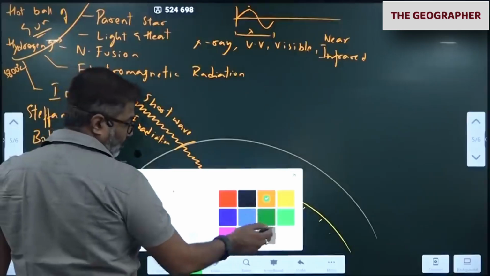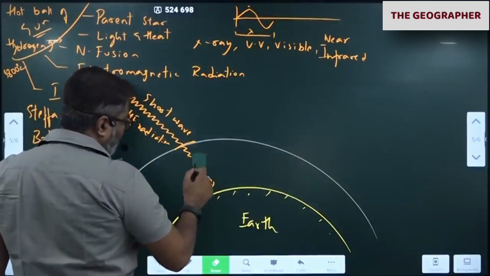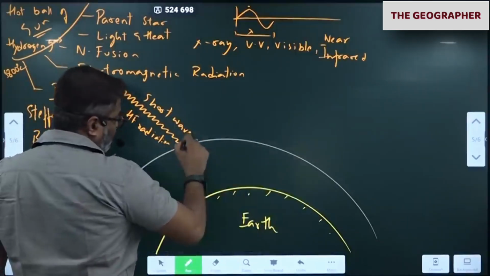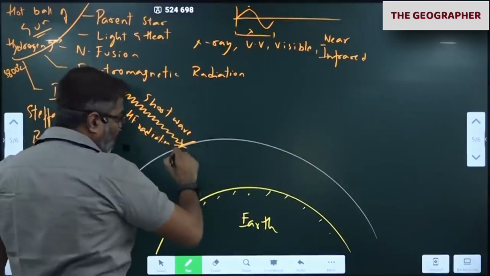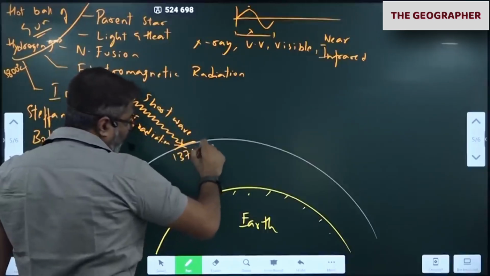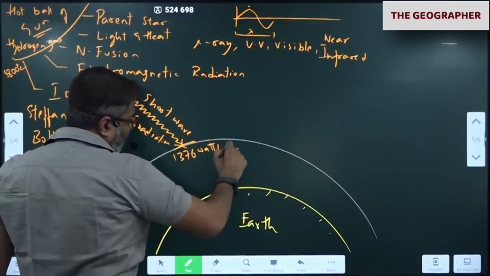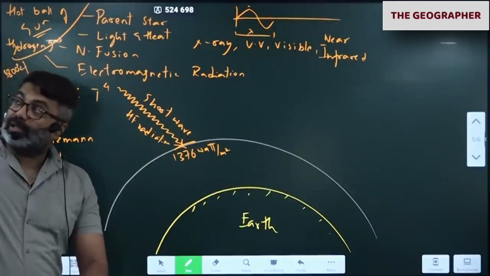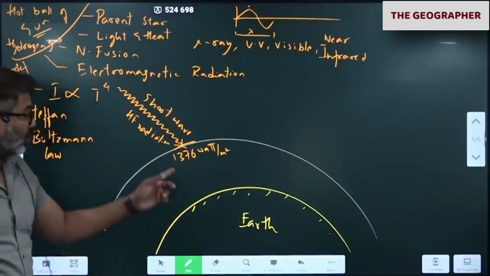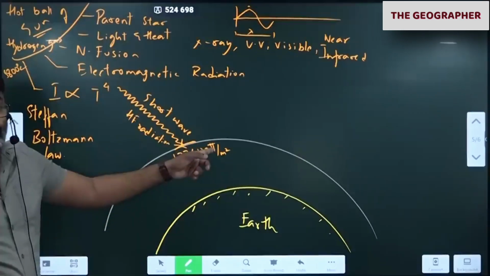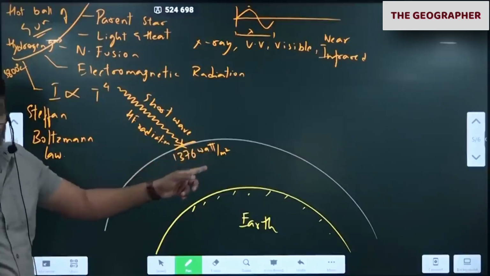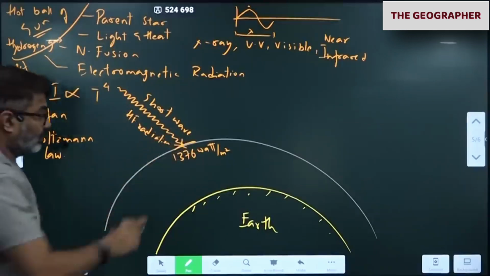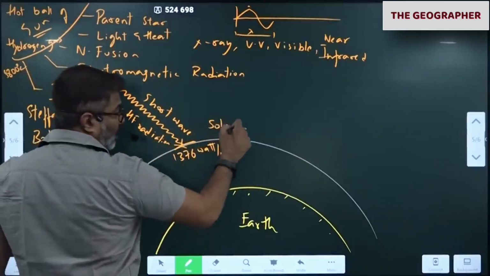First consider the atmosphere. Every day, the same amount of radiation falls on top of the atmosphere. That is around 1376 watt per square meter. So on top of the atmosphere from the sun, the amount of radiation reaching is how much? 1376 watt. Watt is a unit of power. For 1 square meter, this much energy is falling. This is called the solar constant.